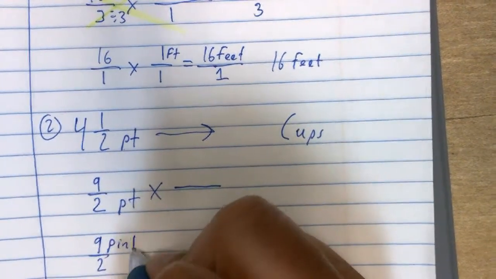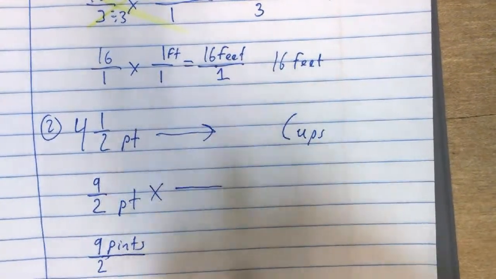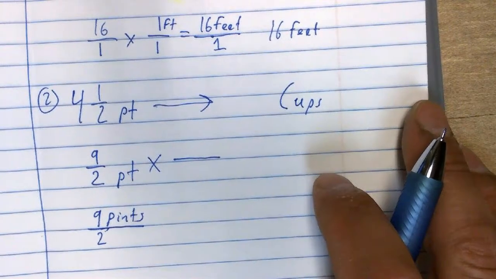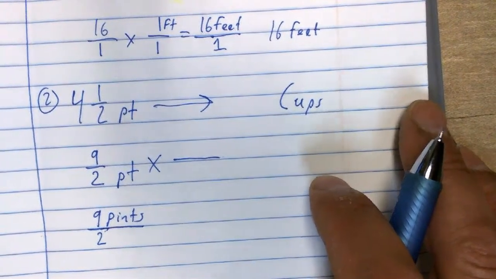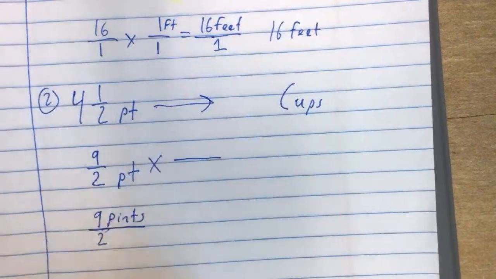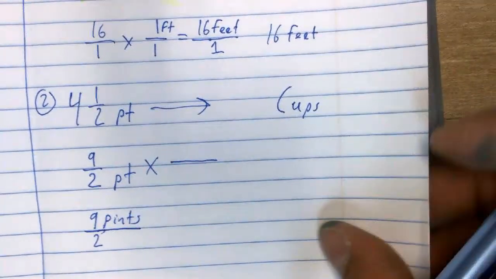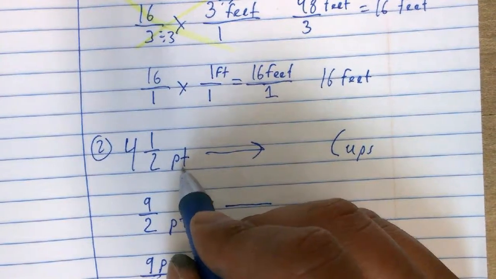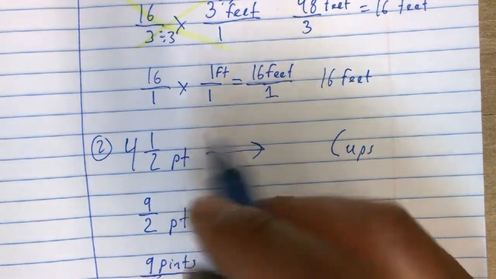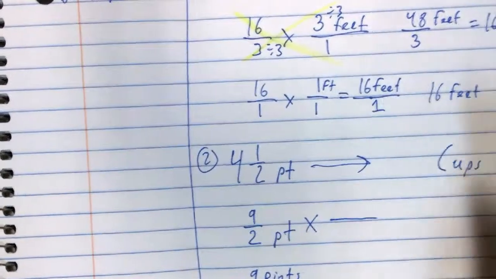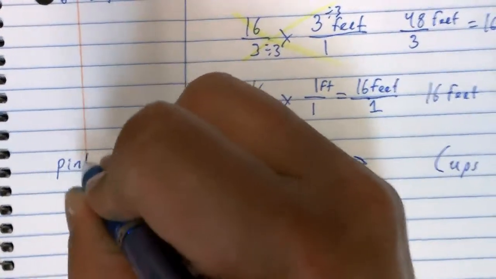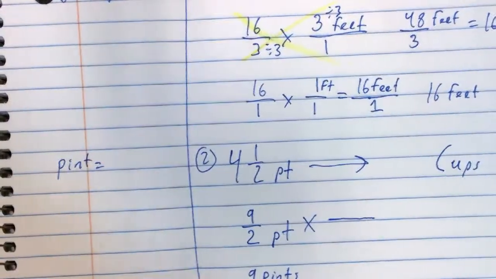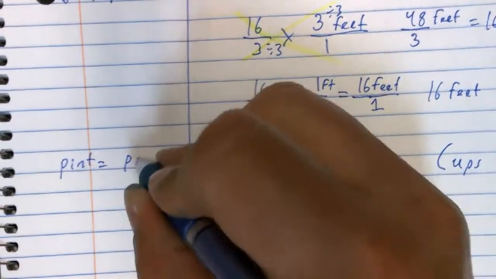9 pints over 2. Why? Why should the pint go on top? Well, let's think about this. Why should it go on top? We're treating this as a factor, as a number almost. So think of it as a whole number, even though it's a word. If you want to change it into a fraction, think of it weirdly. Think of it like this.